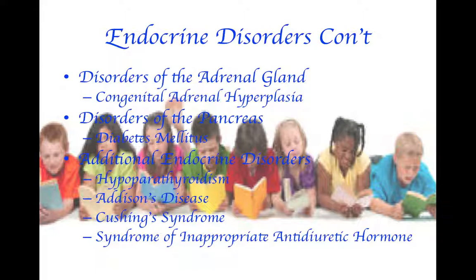Okay, we'll finish up with the last few endocrine disorders, and we'll look at disorders of the adrenal gland. The first one being congenital adrenal hyperplasia, also known as CAH. This is a group of inherited disorders in which a genetic defect results in deficiency of an enzyme essential for synthesis of cortisol and at times aldosterone.